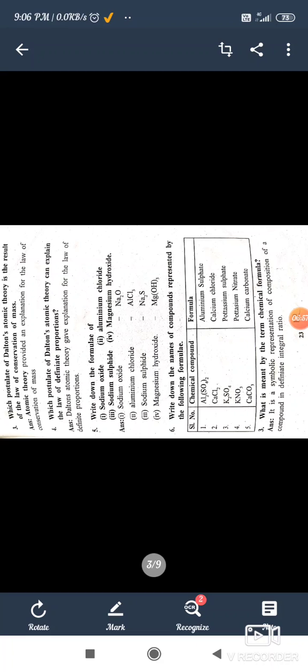When we write any compound formula, first we write the capital letter. According to the rules, you write the first letter in capital. So in aluminum chloride, A is capital, the first letter should be capital and the second letter should be small. So AlCl3, Al means aluminum and Cl3 means chlorine.